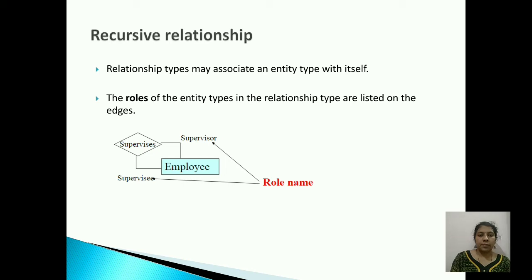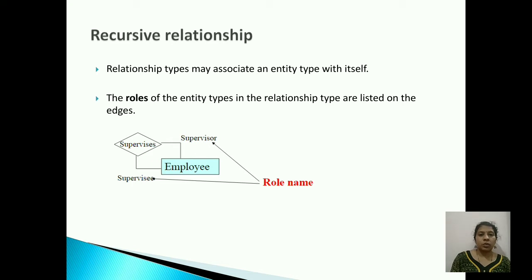Now here you can see employee is an entity and it is participating in the relationship type called supervisors. In the supervisors relationship, employee is participating in two different ways. An employee can be a supervisor, so he is supervising some other employees, right? So an employee can be a supervisor or supervisee. Only one entity set you have, but it is relating itself. Such relationships are called recursive relationships.